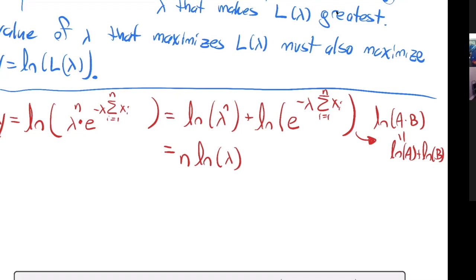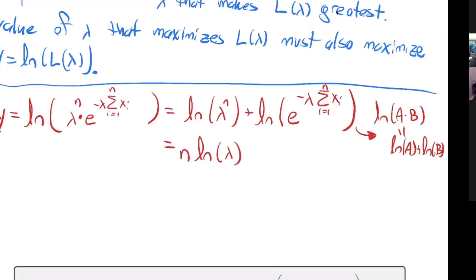Yeah, Stephanie. Shouldn't that second natural log be negative x, not negative lambda? Where you have the natural log of lambda to the nth power plus the natural log of e, shouldn't it be e to the negative x?